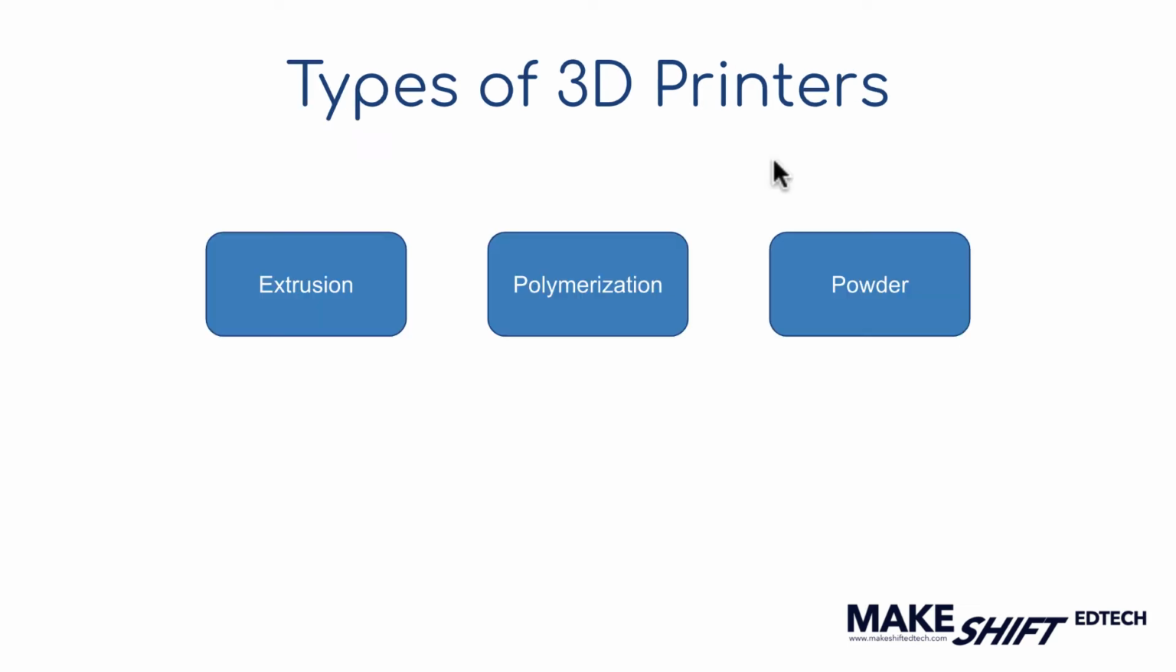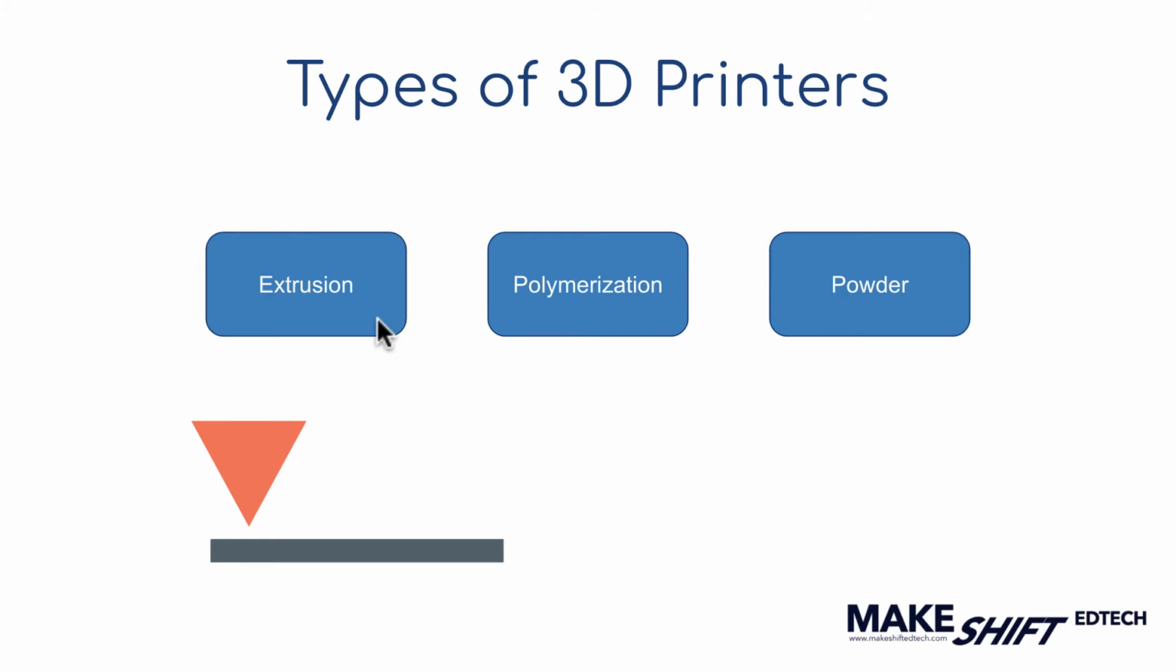I'm now going to talk about the types of 3D printers. I'm not going to delve deep into this, but I want to give you an idea of the breadth of types of 3D printers out there. And there are three main types: extrusion, polymerization, and powder. Extrusion is the most common type and the type we're going to focus on. It's what you see in schools and in houses the most.